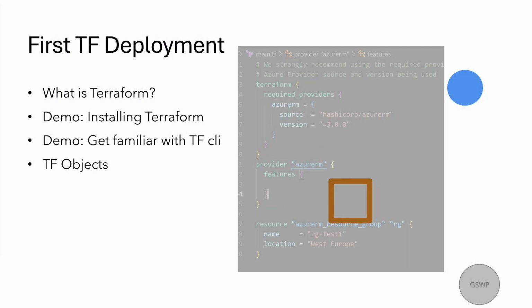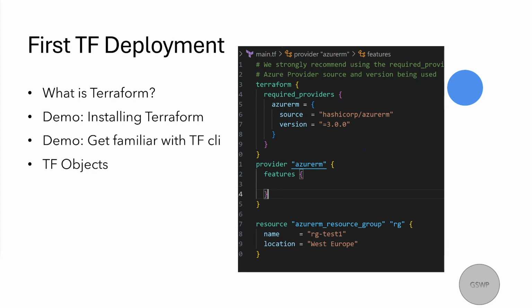Terraform objects. So TF objects. So what are TF objects? I have a sample here to create some resources, and here if you see on the right-hand side, I am trying to create a resource group here. Let's understand what these objects are.